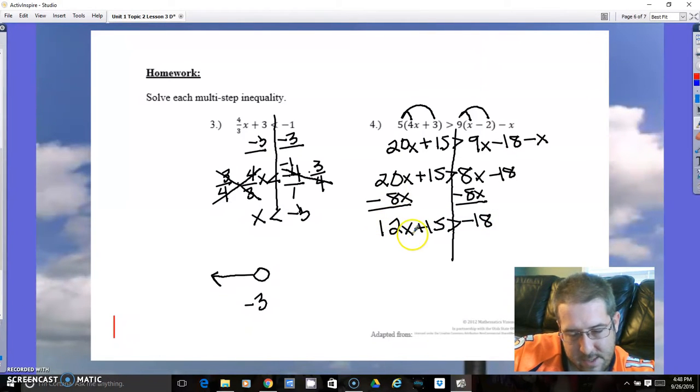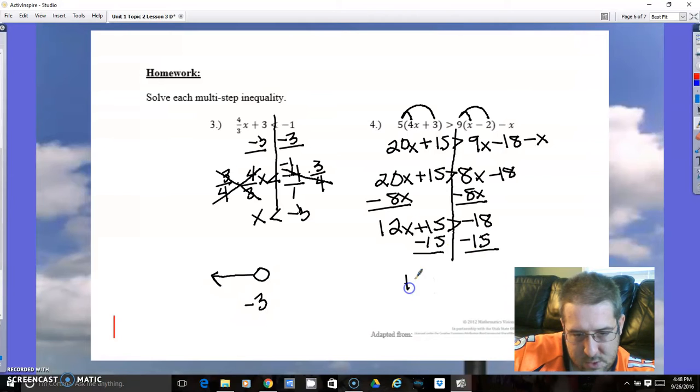Alright, now I'm going to try to isolate that variable. It's going to take 2 more steps. Yep, there's a lot of steps, but each step is really not that difficult as long as you follow the process. You've got to always distribute, then combine like terms, then start doing opposite operations. Subtract 15 from both sides. That leaves us with 12x is greater than negative 33.